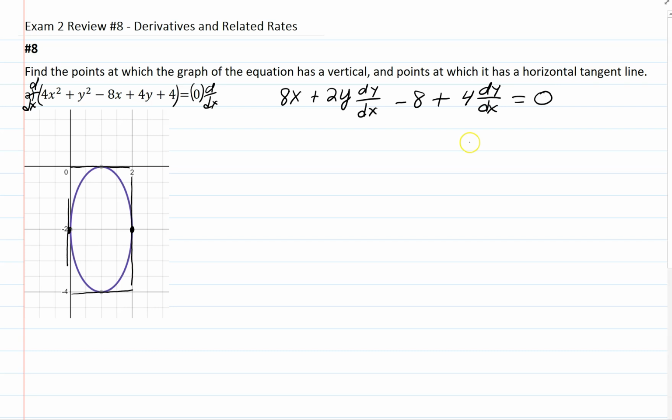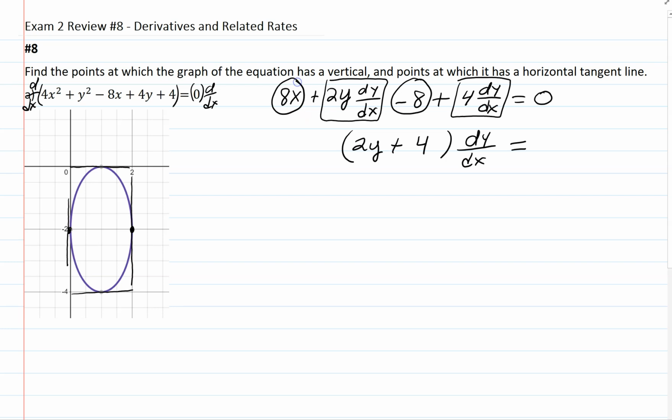Okay, so solving for dy/dx, we'll factor out dy/dx on these two terms. So we will have 2y plus 4 times dy/dx is equal to, and we'll move these two other terms to the other side, and that would be 8 minus 8x. So dy/dx is going to equal 8 minus 8x, all divided by 2y plus 4.